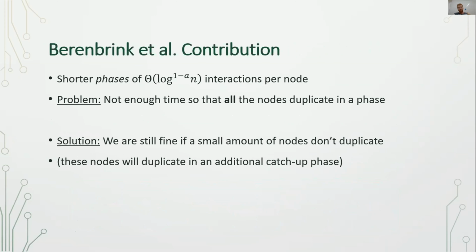However, Berenbrink et al. recently proposed shorter phases of only Θ(log^(1-a) n) interactions per node. Of course, now that the phases are shorter, there are not enough interactions per node to guarantee that all the nodes duplicate in a phase. Some of them might not duplicate. So the solution is to notice that if there is still a small number of nodes that don't duplicate, we are still fine. They do so by adding a catch-up phase.